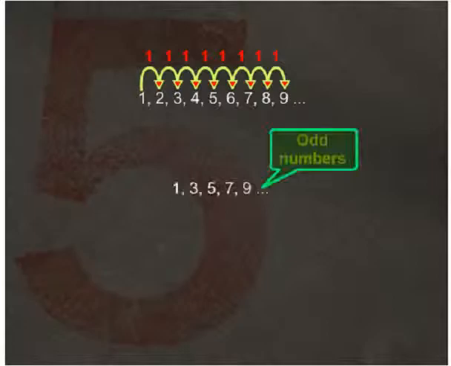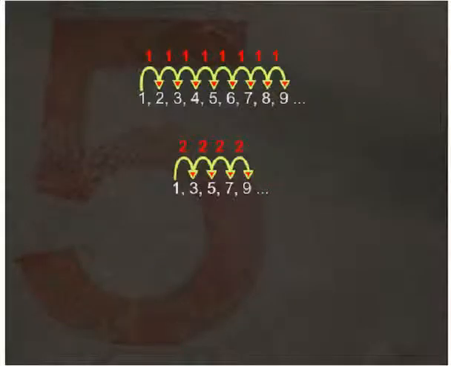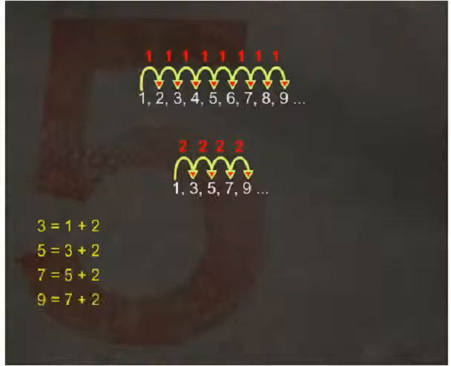Let's look at a series of odd numbers. 1, 3, 5, 7, 9, and so on. Now, what can you say about this sequence? Once again, there is something beautiful about it. 3 is 2 more than 1, 5 is 2 more than 3, and so on.